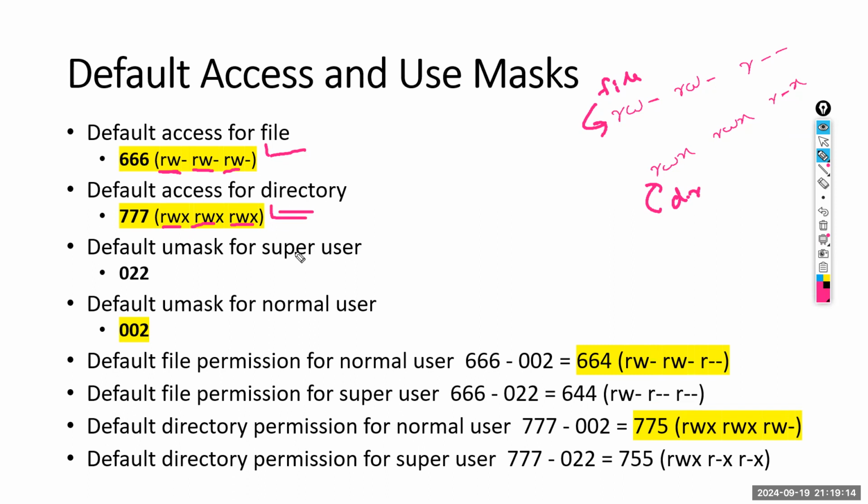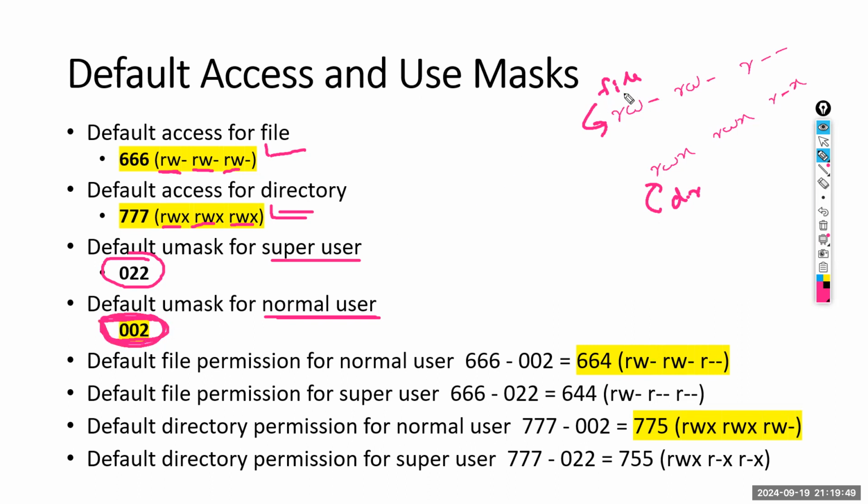The reason is I created these files and folders using a user called Nalaka, and Nalaka is a normal user. It's not a super user. For a normal user, the umask is 002. For a super user, the umask is 022. But forget about that one because I created these using Nalaka. So Nalaka's umask is 002.